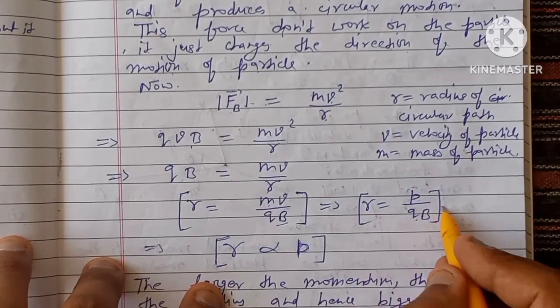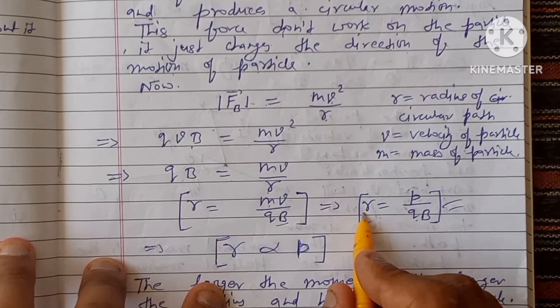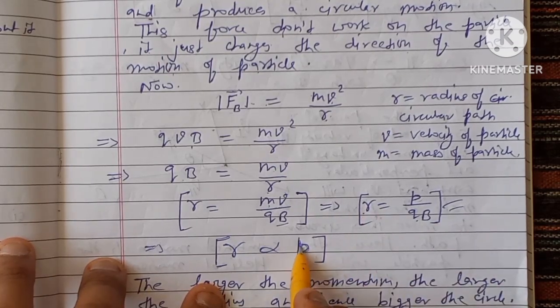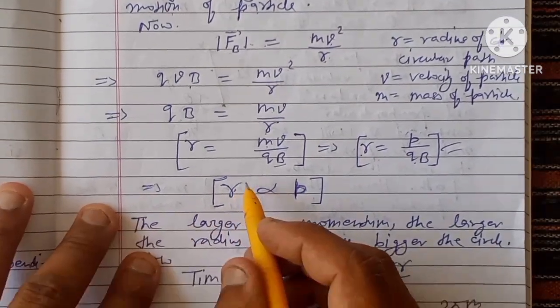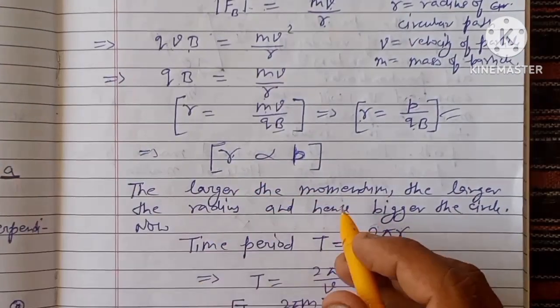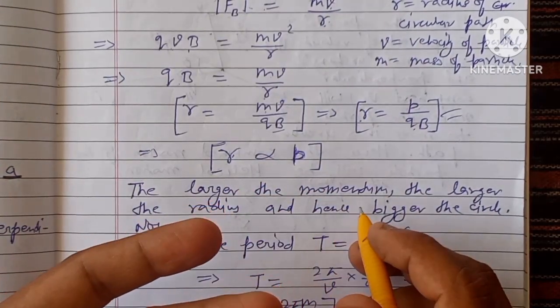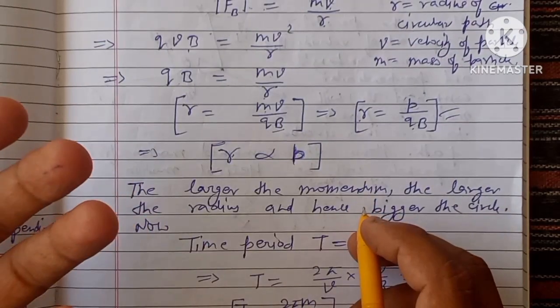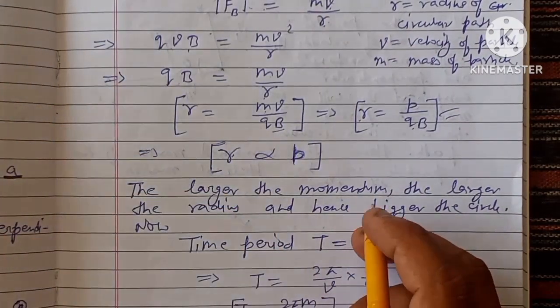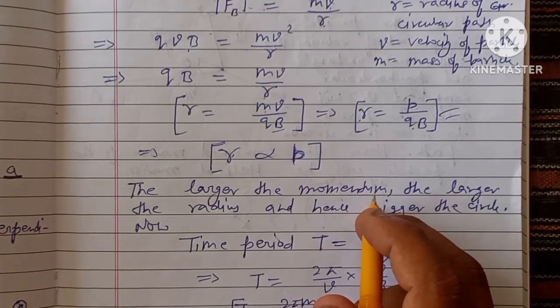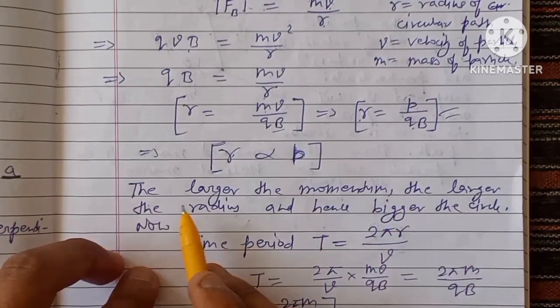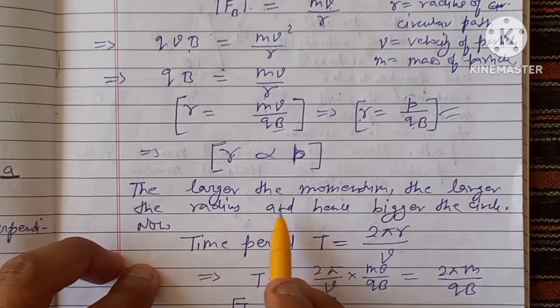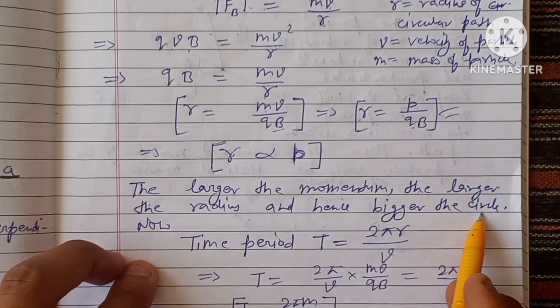Here we can clearly see that r is directly proportional to the momentum of the particle. It means if the particle enters into the uniform magnetic field with a larger momentum, then it makes a bigger circle. That is a very important point. The larger the momentum, the larger the radius, and hence the bigger the circle.